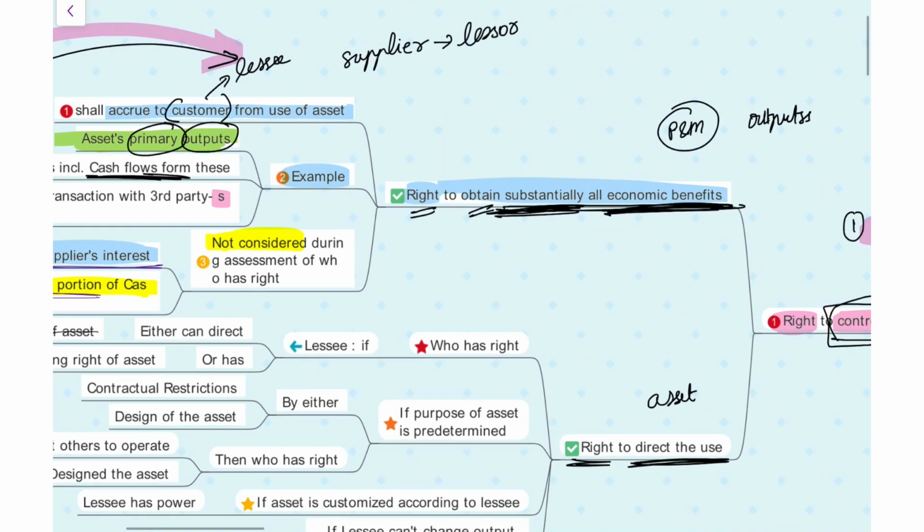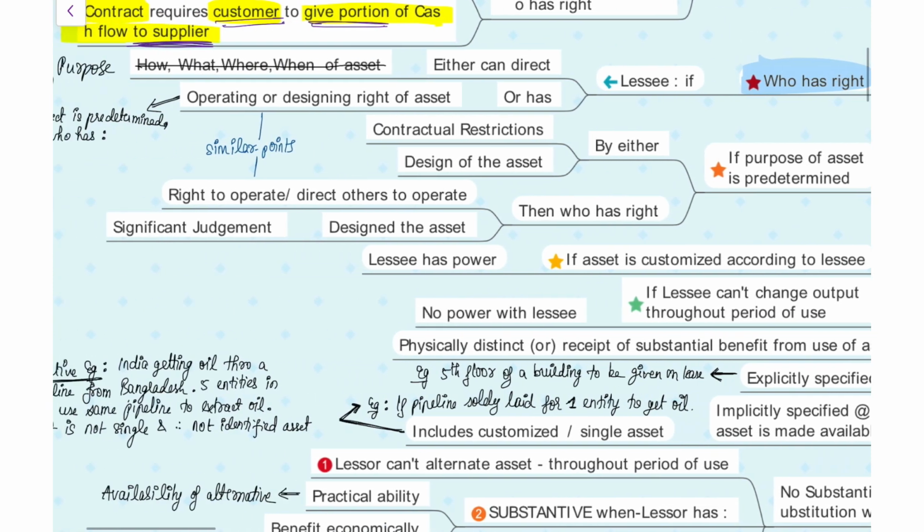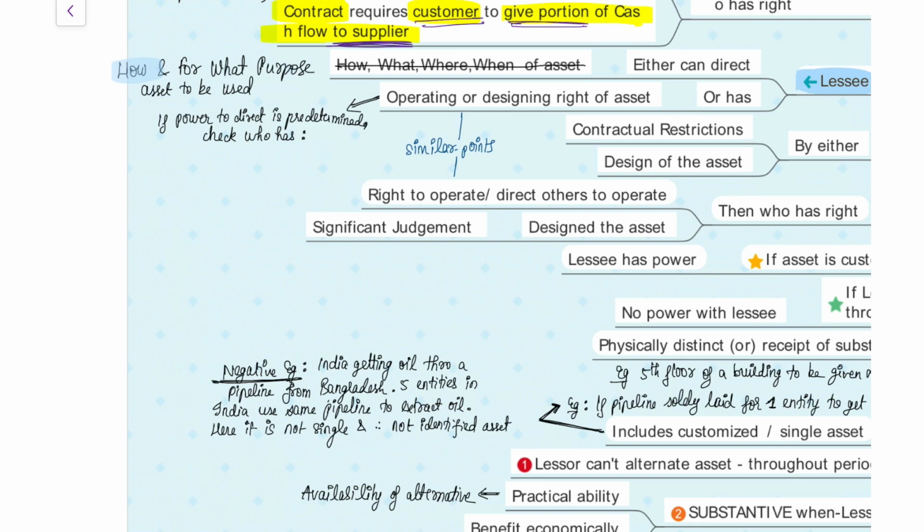Okay. Yes, so that was all about the right to obtain substantially all the economic benefits. Next is the right to direct the use. So now how are you going to see who has the right to direct the use of the asset? You will say the lessee has the right to direct how to use the asset if the lessee can say how and for what purpose the asset should be used.